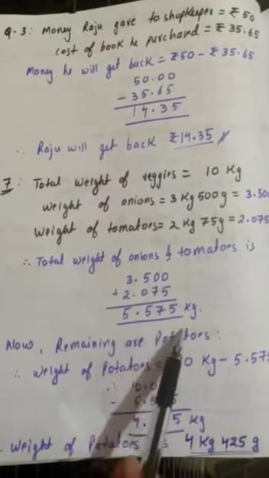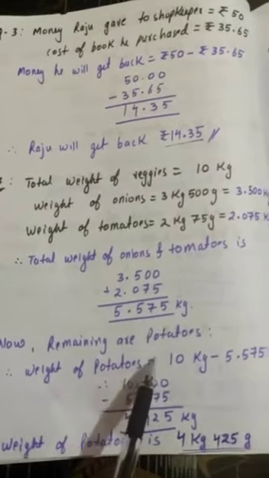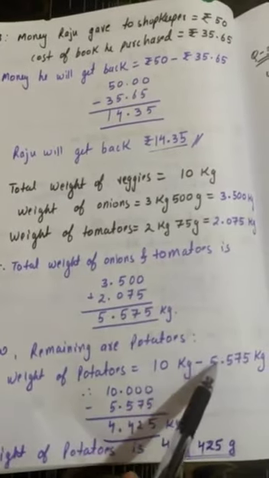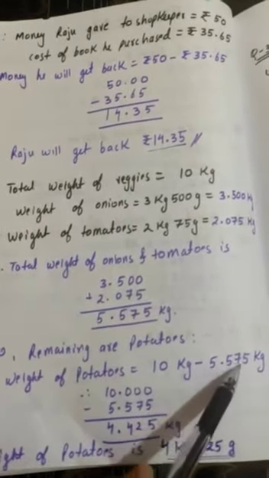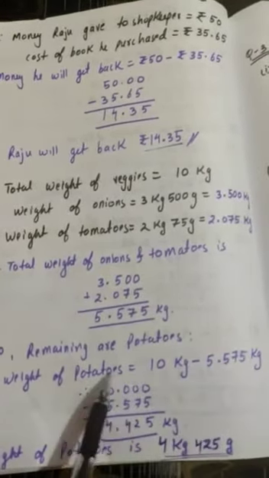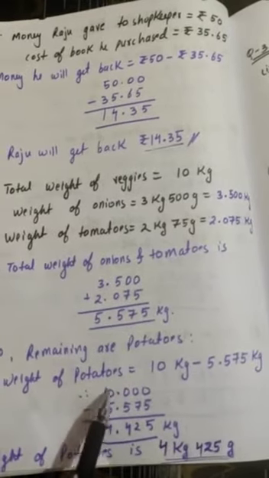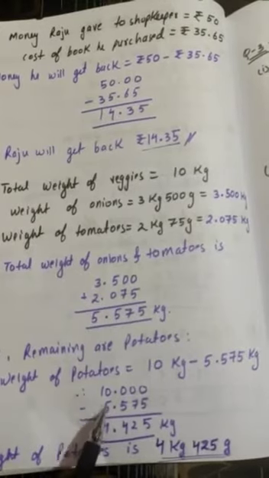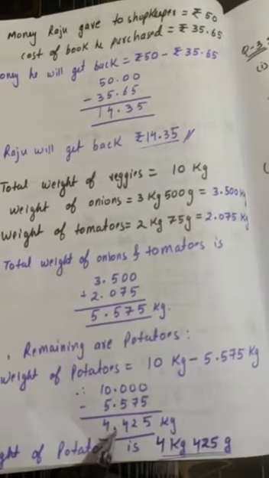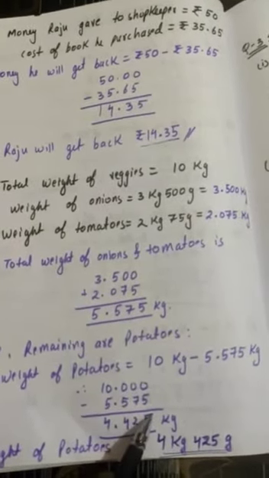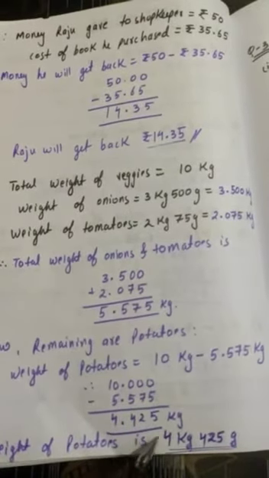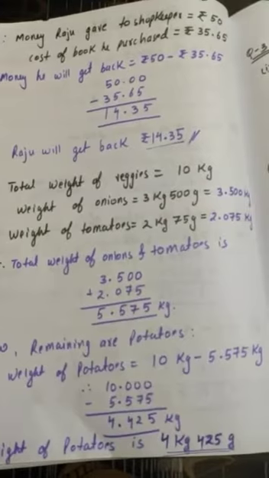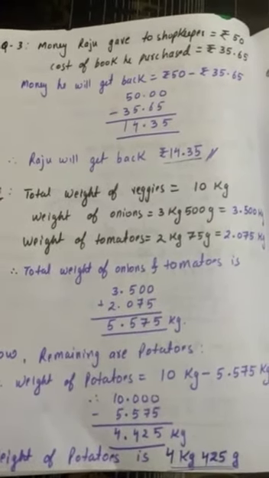Now the remaining are potatoes. So the weight of potatoes is equal to the total weight, which is 10 kg, minus this weight, which is 5.575 kg. This is your normal subtraction. 10.000 minus 5.575. So the answer is 4.425 kg. So the weight of potatoes is 4 kg 425 grams. This is the final answer.